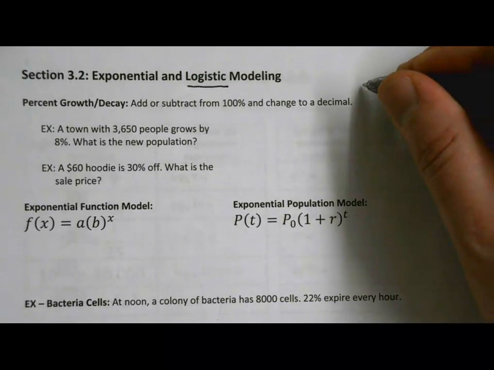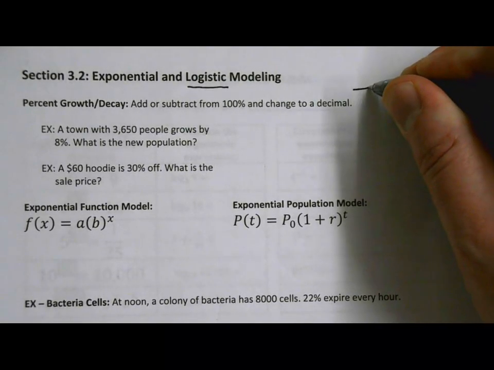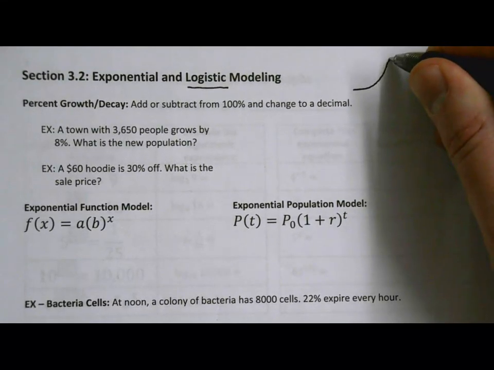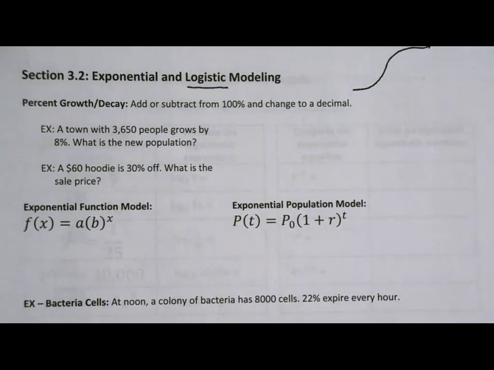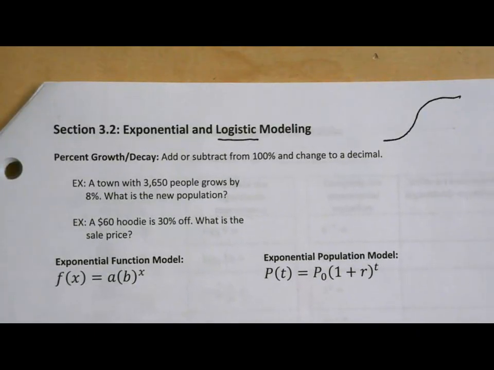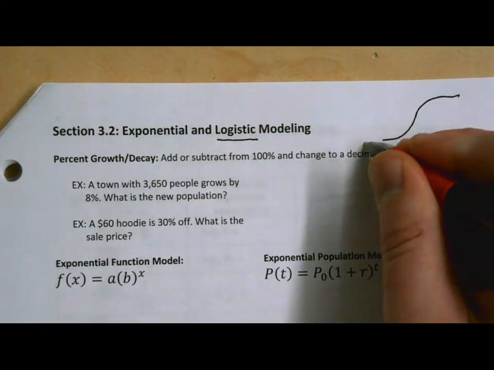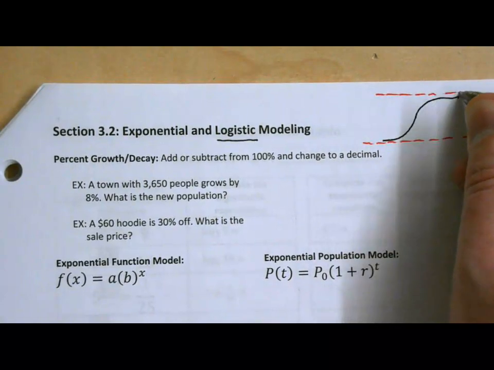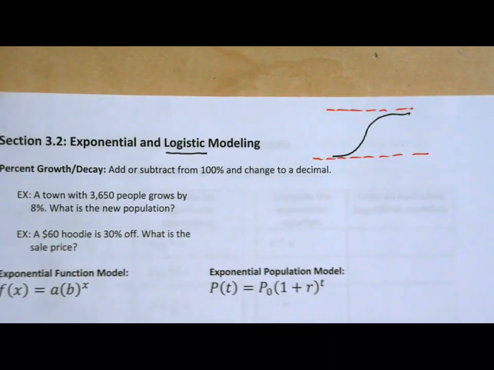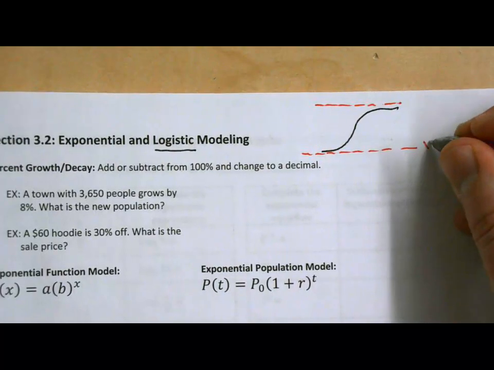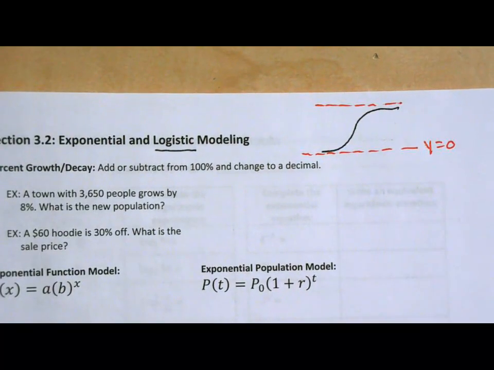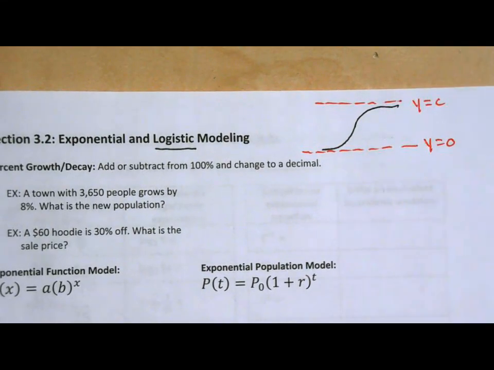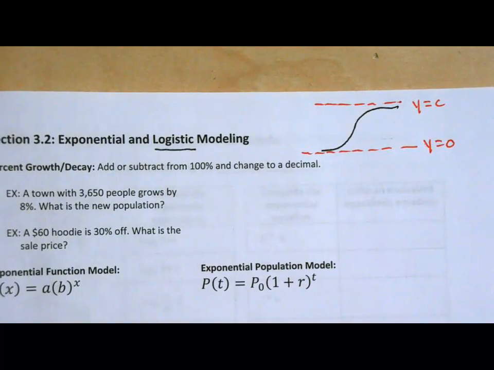The graph of a logistic function is kind of an S shape. It sort of starts out looking exponential, but then it kind of levels off. I need you to know that there are two horizontal asymptotes in a logistic function. There are always two horizontal asymptotes. And one of them is y equals 0. And the other one is y equals c. C stands for the carrying capacity.